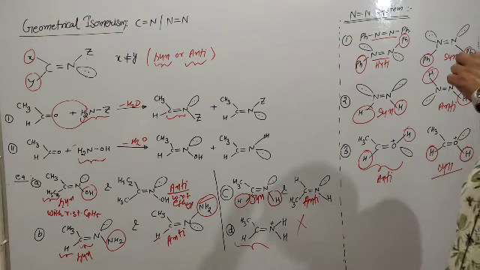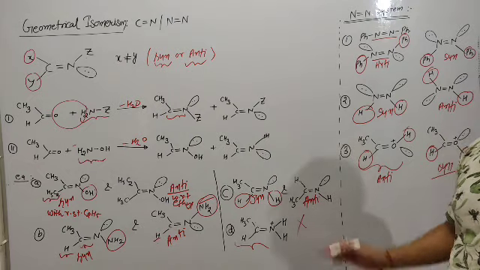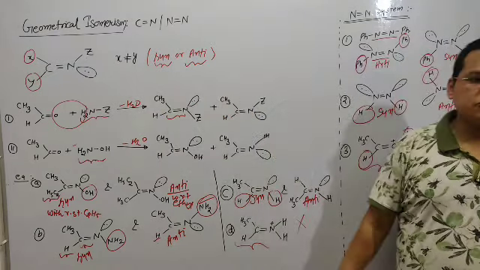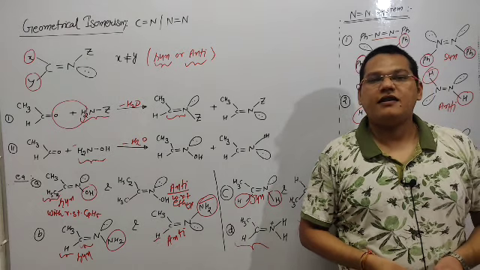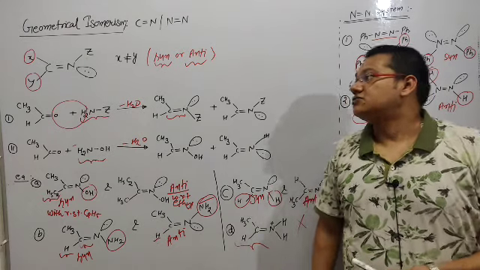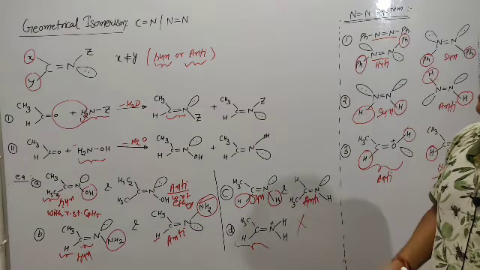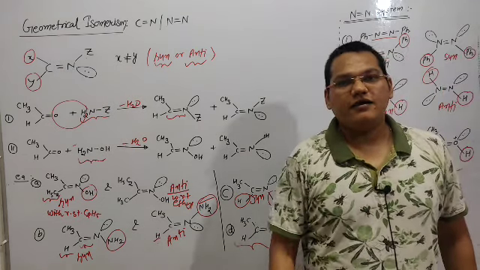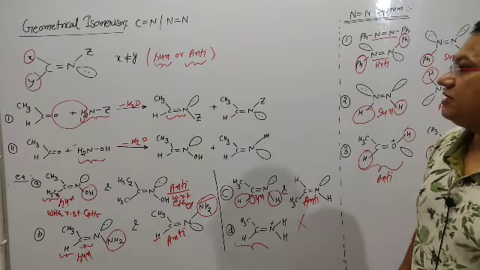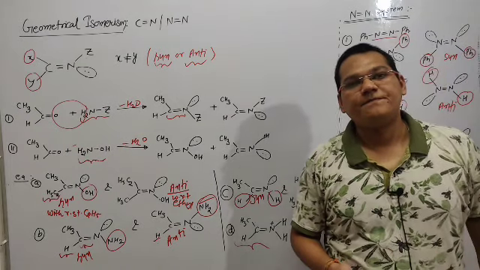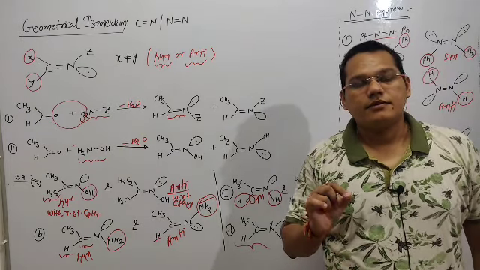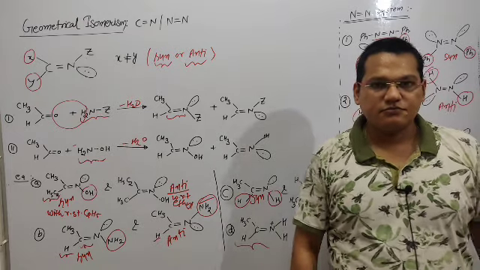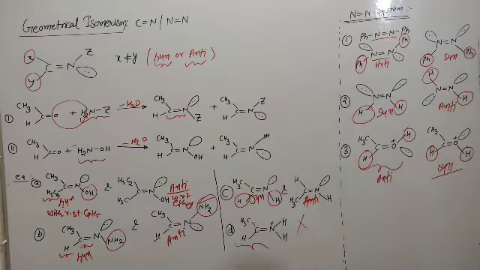So I hope you understand all the things about geometrical isomerism in the C double bond nitrogen system and the nitrogen double bond nitrogen system. Next I want to teach you geometrical isomerism on a ring, and geometrical isomerism if the ring has a double bond or multiple bond on the system. So just please wait.